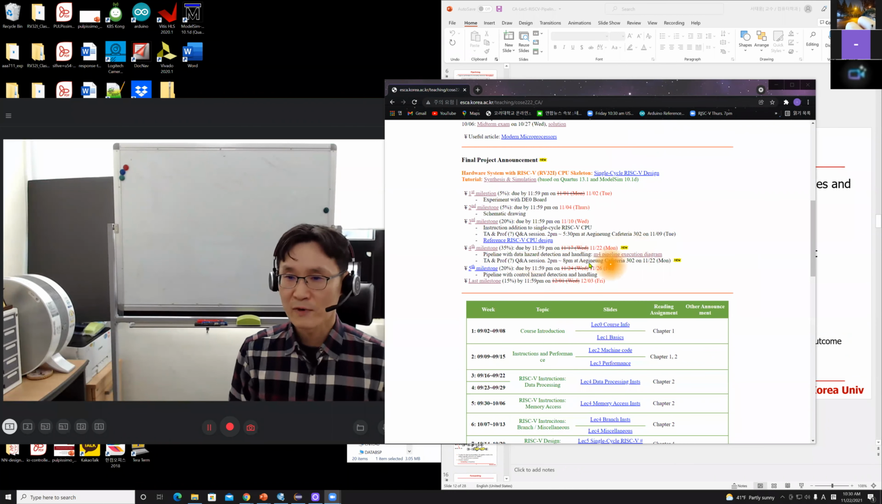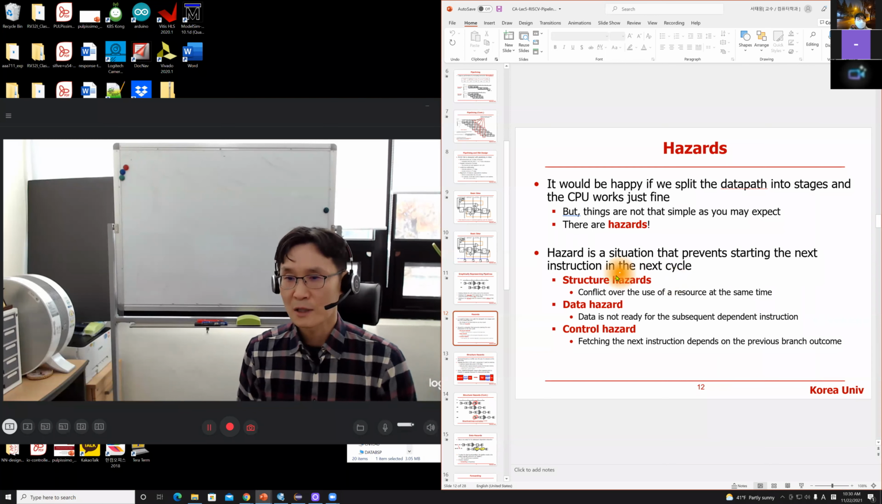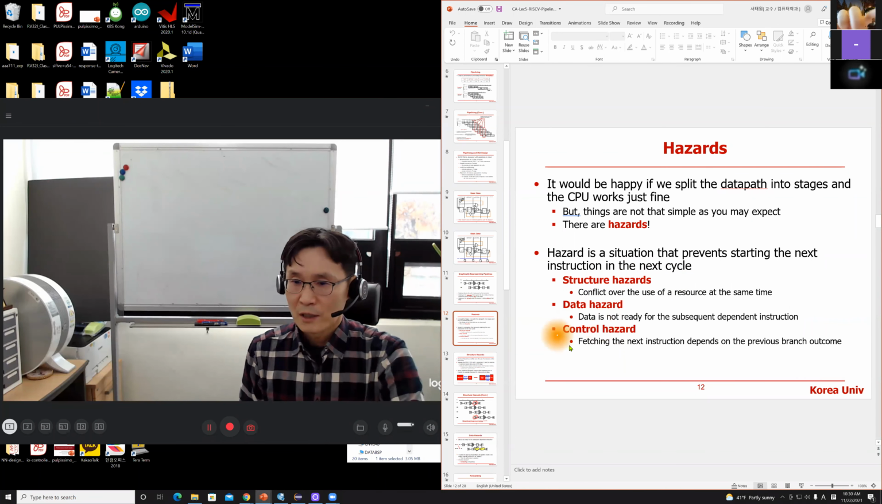Okay, let's move on. We are talking about hazard issues in the pipelining. There are three kinds of hazards: structural, data, and control hazard. Last time we discussed data hazard, and today we will focus on control hazard. This one is also the fifth milestone, the control hazard detection and resolution. Control hazard, this one.